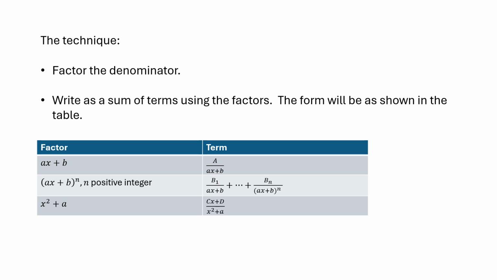Or sometimes we'll get repeated factors, ax plus b to the n. And so that would be a constant over ax plus b, plus all the way out to the final constant over ax plus b to the n, reaching all the powers in between. So if this was a 9, I'd have 9 total factors.